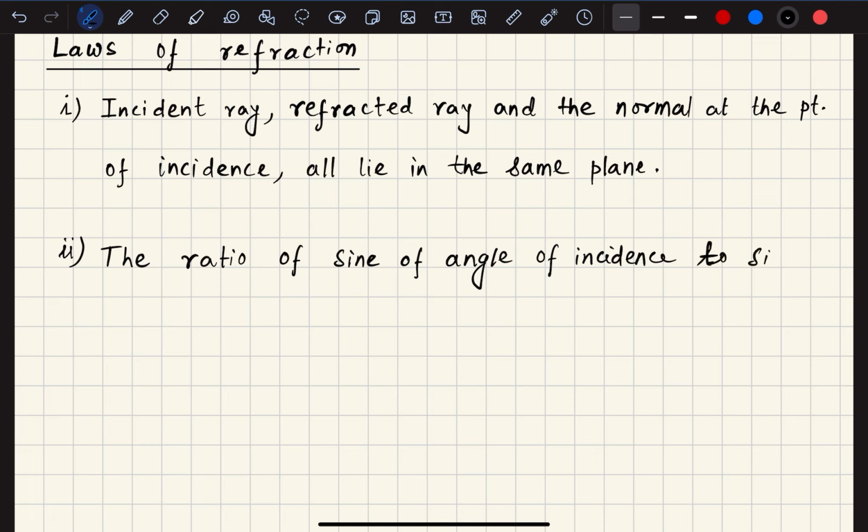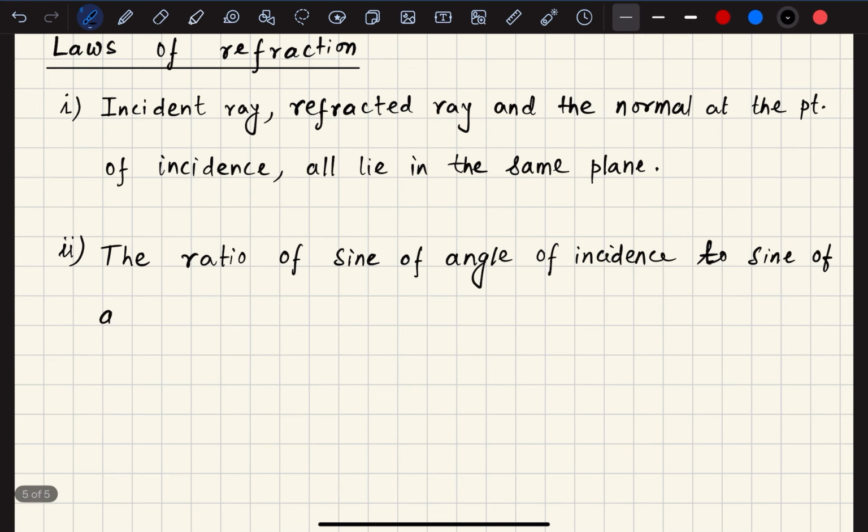Two, the sine of the angle of refraction is constant for a pair of given media.